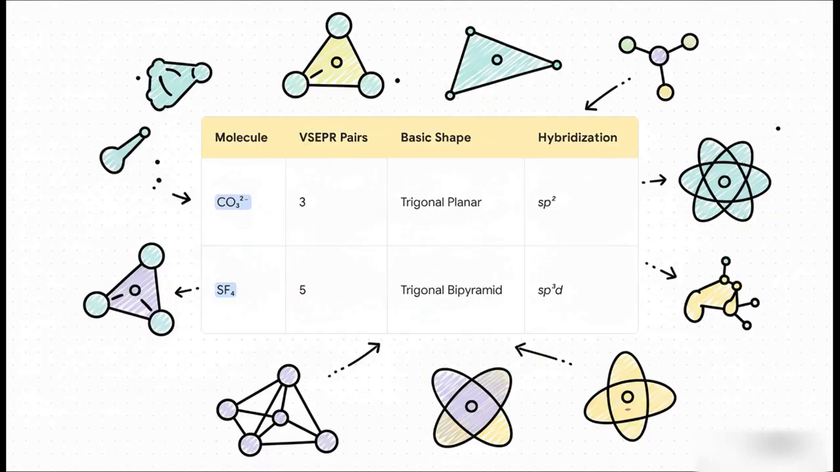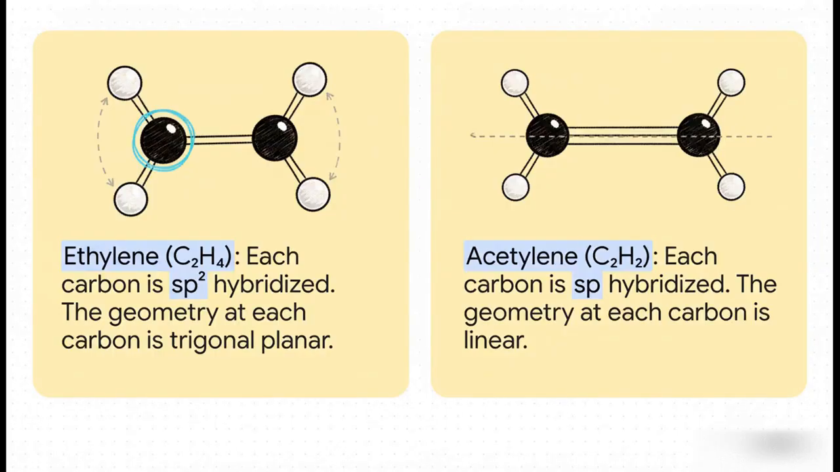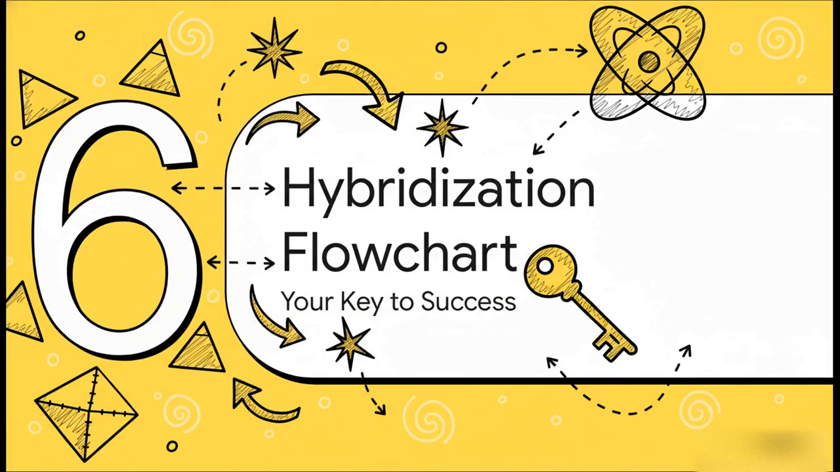See, it's a system. And what's really cool is that this process works perfectly even for bigger, more complex molecules. In ethylene, for example, each carbon is bonded to 3 other things, so each carbon is sp² hybridized. This is what gives the whole molecule its flat, planar shape. In acetylene, each carbon is only bonded to 2 other things, so each one is sp hybridized, making the entire molecule a straight line. Okay, let's pull all of this together into one clear summary, a kind of flowchart that you can use to tackle any hybridization problem that comes your way.